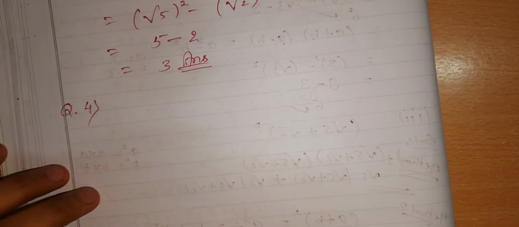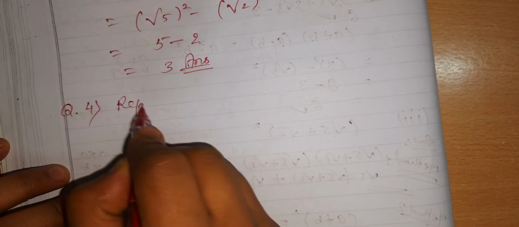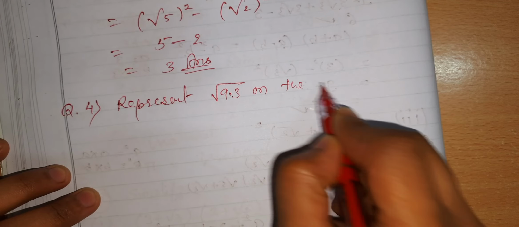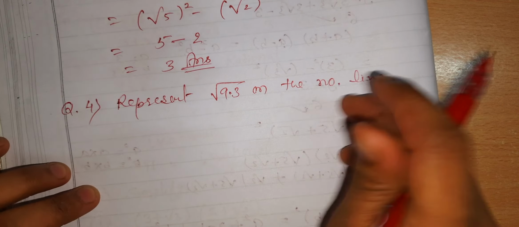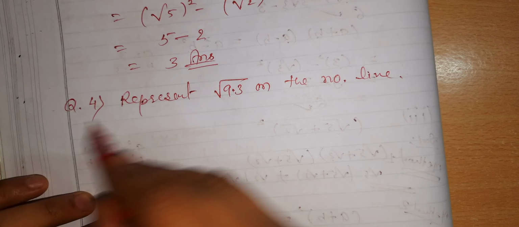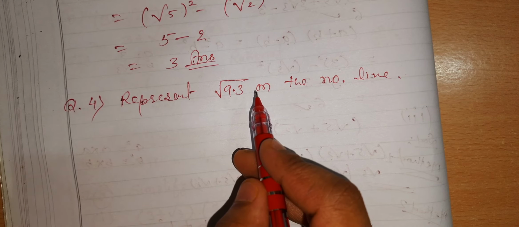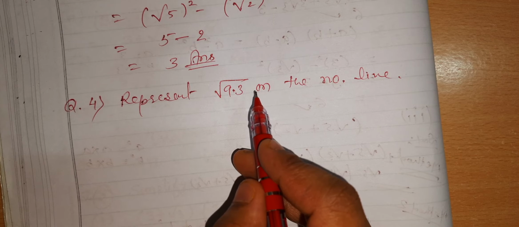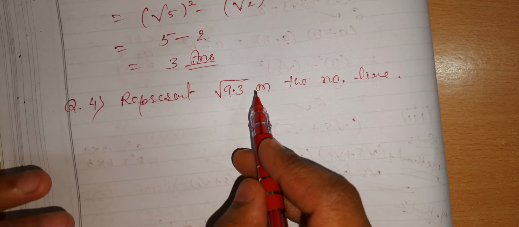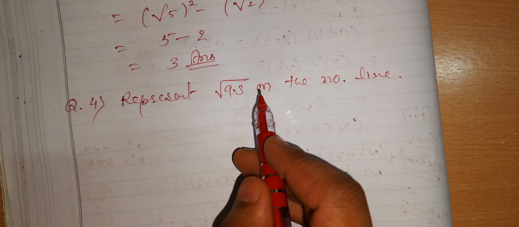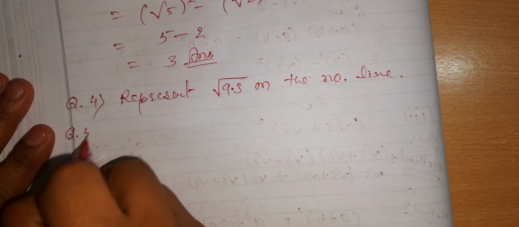Now the next question of this exercise is: represent root 9.3 on the number line. This question we have already done. So if you didn't watch the video, please watch the video because this question is very important, how to represent root 9.3 on the number line, and the verification is also there. How will you verify whether this is actually root 9.3 or not? So the construction, the representation of root 9.3 on the number line and verification, both are there in the video. So you watch it. Now we will solve the next question.